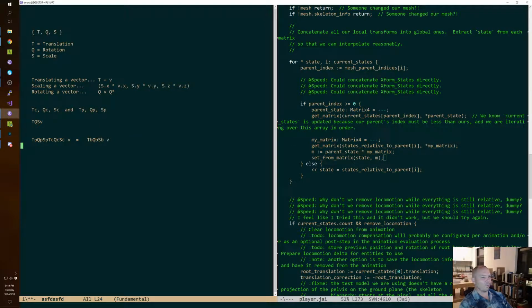And the other reason to have this as a transform state and not a matrix is that it'll be easier to draw on the screen in debugging tools. It's easier to understand. A 4x4 matrix is really hard to look at and know what the hell's going on.